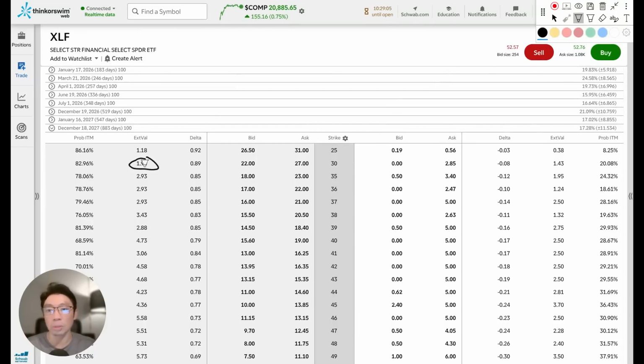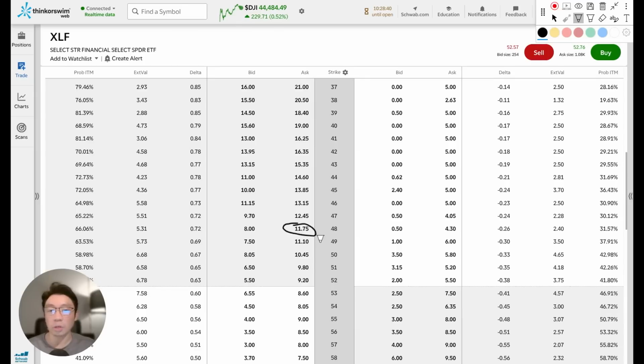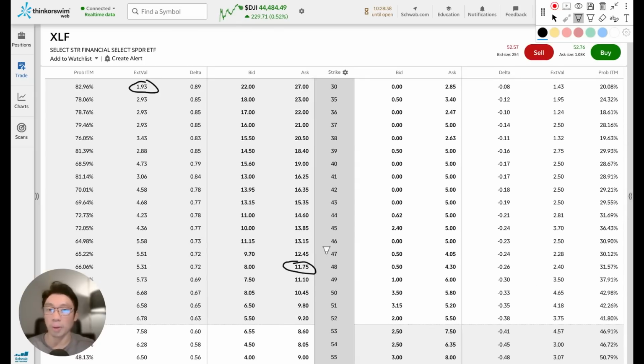So all you're going to lose is just this extrinsic value because the remainder is the intrinsic value, and intrinsic value does not decay over time. So if you were to go for the 70 delta, it's going to be much less expensive as well. It's going to be about $11. So it's going to cost you only about $1,100. So XLF is going to be one consideration if you don't mind the risk attached to it.